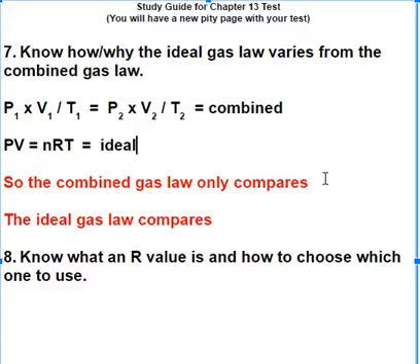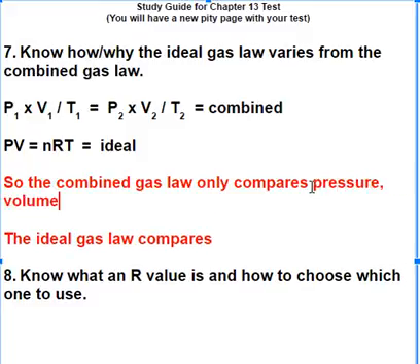So if you look at those two formulas, the combined gas law only compares what three variables? What are the three variables you see in the combined gas law? Pressure, volume, and temperature. So what's missing from the combined gas law? No moles. So it's assuming that your amount of gas stays the same. You're not letting anything in and out of the container. It's the same amount of gas.